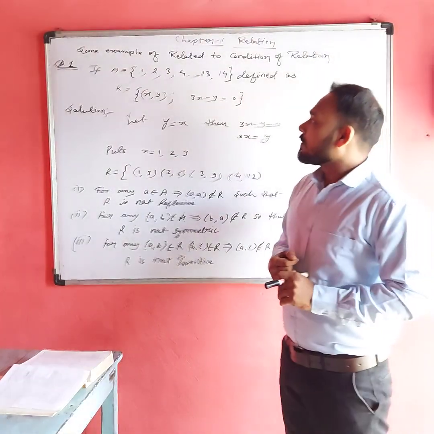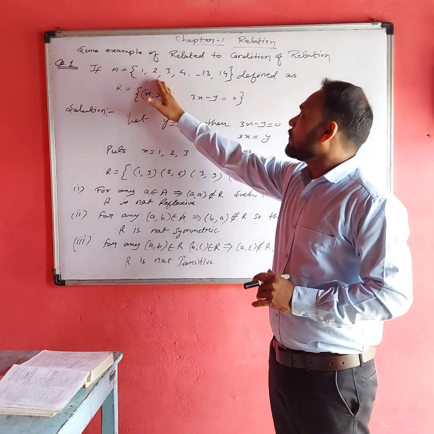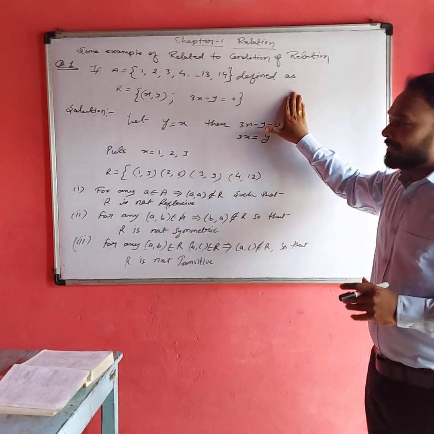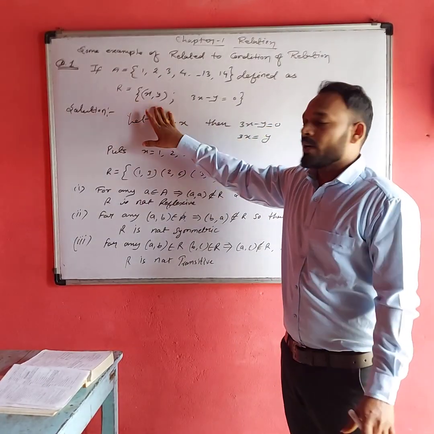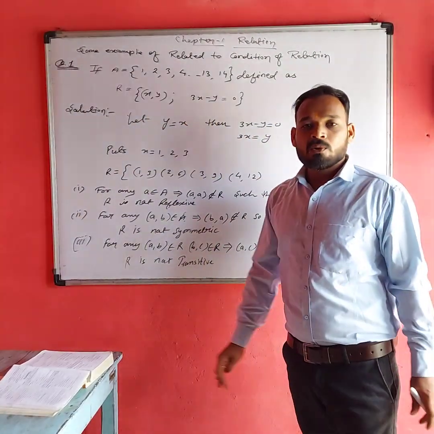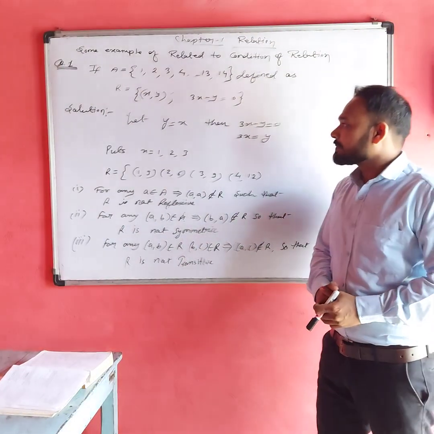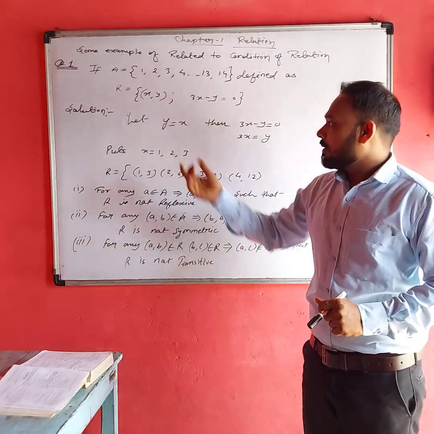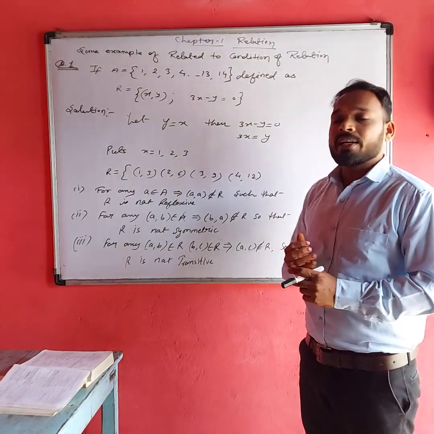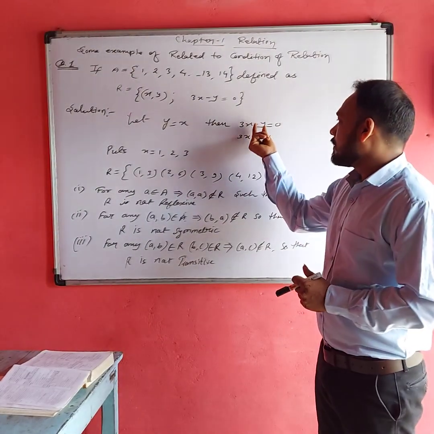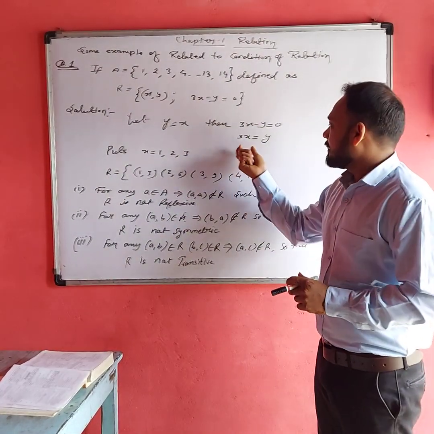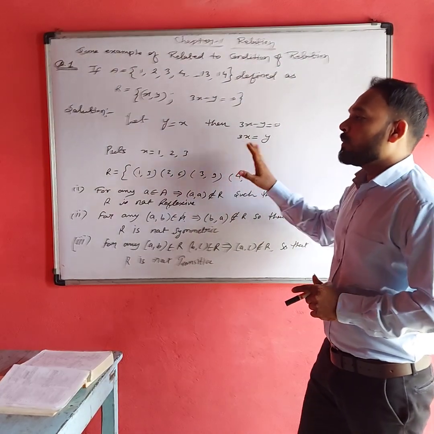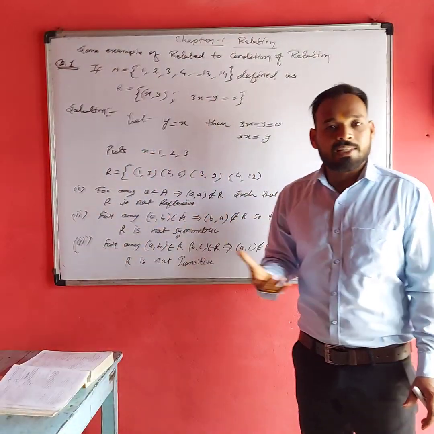Let's see question first. If A is equal to {1, 2, 3, 4, ..., 13, 14}, we define a relation R of (x, y) such that 3x minus y is equal to 0. Suppose y is equal to x, then 3x minus y is equal to 0. Transposing y, 3x is equal to y, and we put the value of x from 1 to 3.